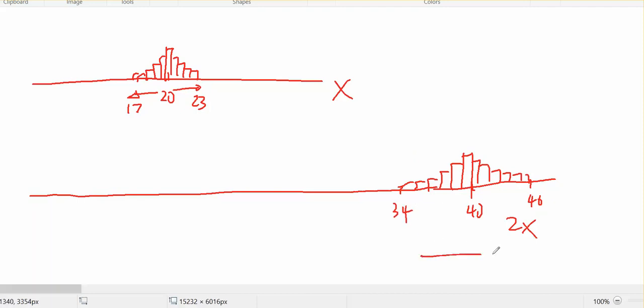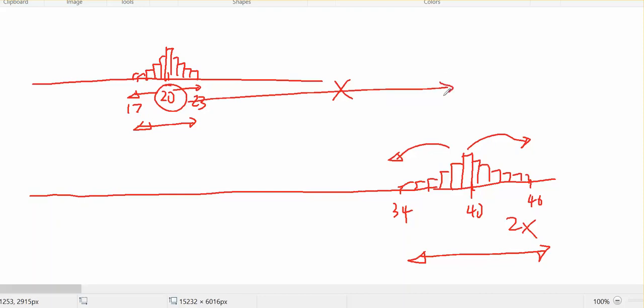Can you see that my spread is much, much bigger than it used to be? It's actually 4 times bigger. It's got doubled in this direction, and it got doubled in this direction in relation to its spread. However, the mean just got moved over 20 units. It got doubled.